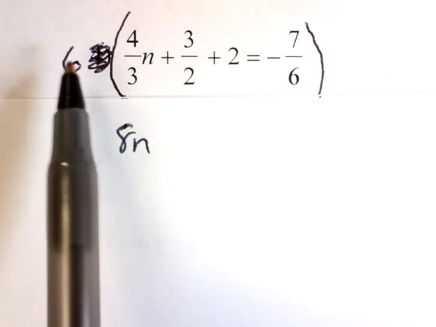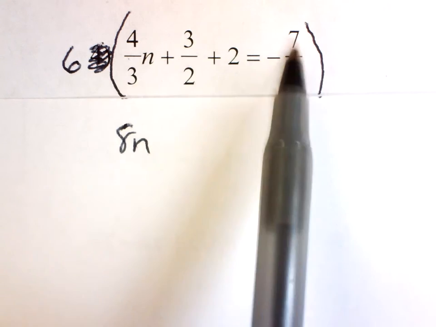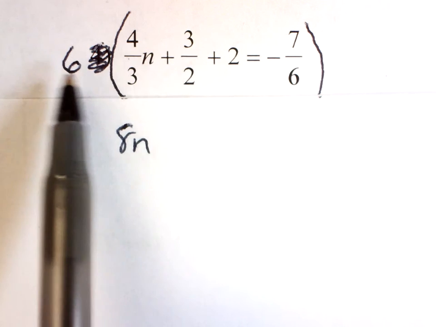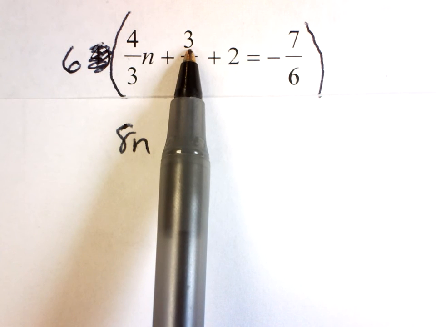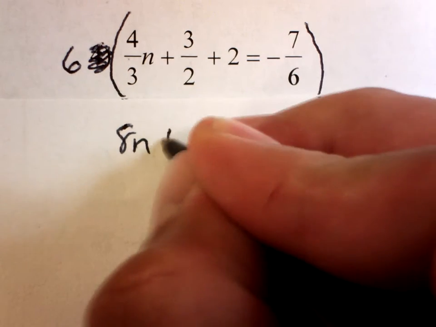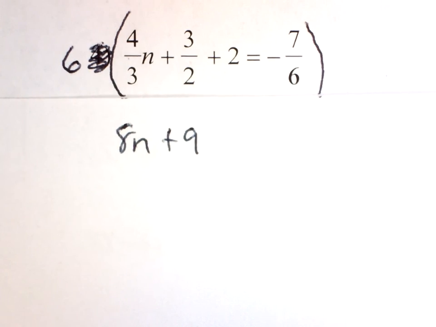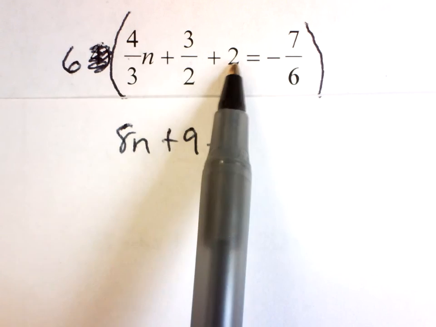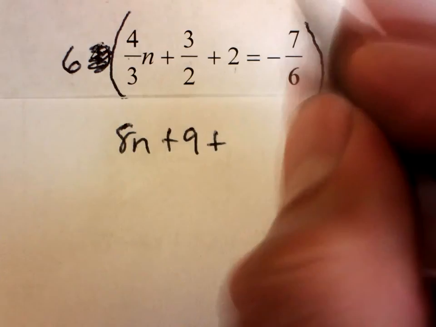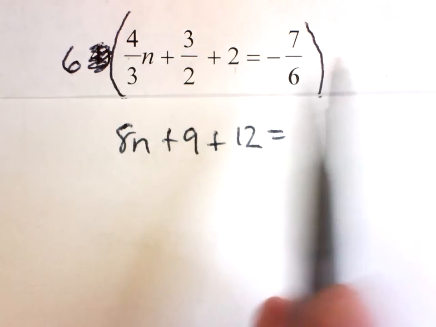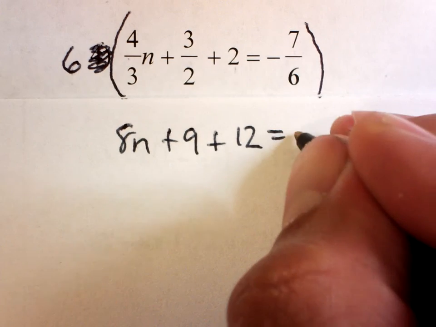I keep going. I got to get everything inside the parentheses. So now I got to do 6 times 3 over 2. So 6 times 3 is 18. 18 divided by 2 is 9. Plus, keep going, 6 times the 2. Well, 6 times 2 is just 12. Equals, I have a minus sign. I'm going to go ahead and put the minus sign so I don't forget to do it.